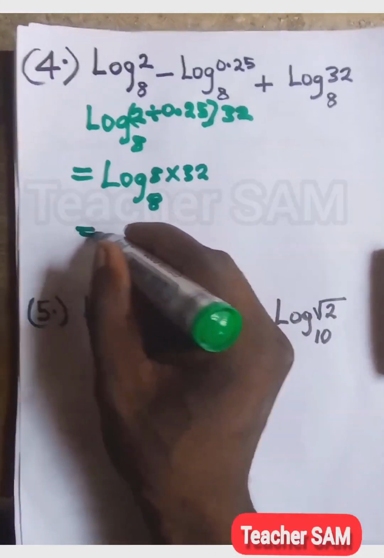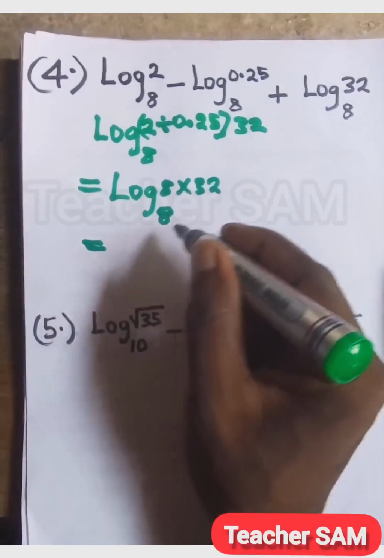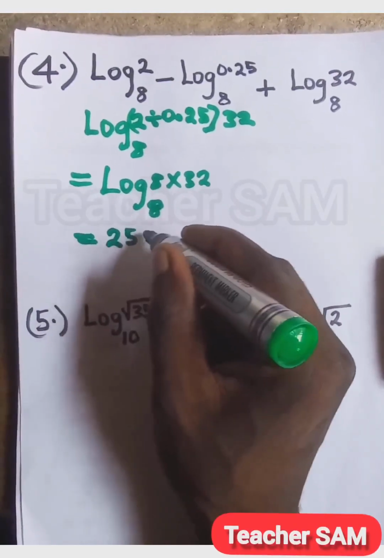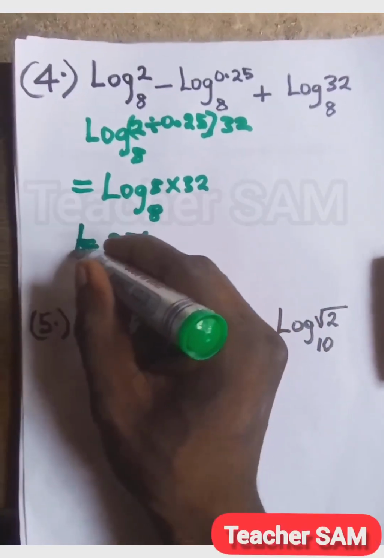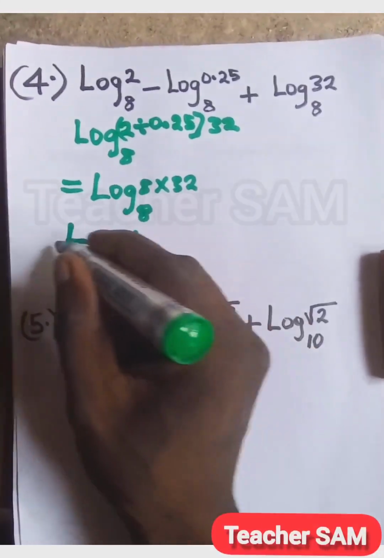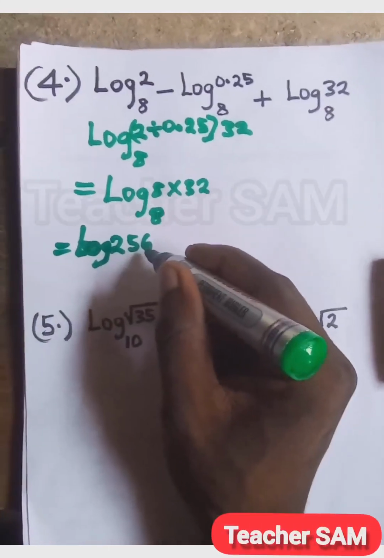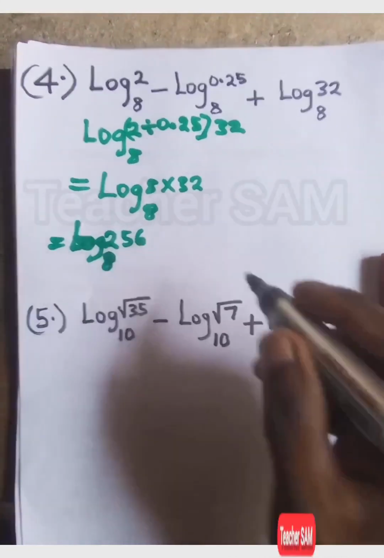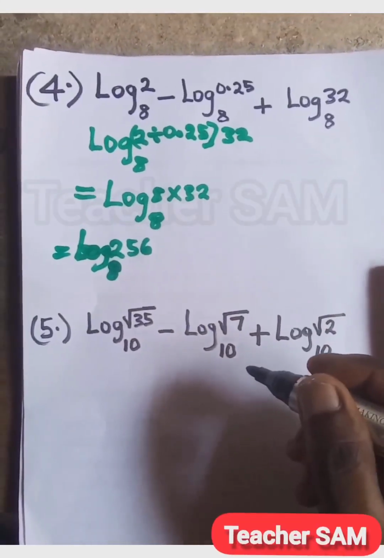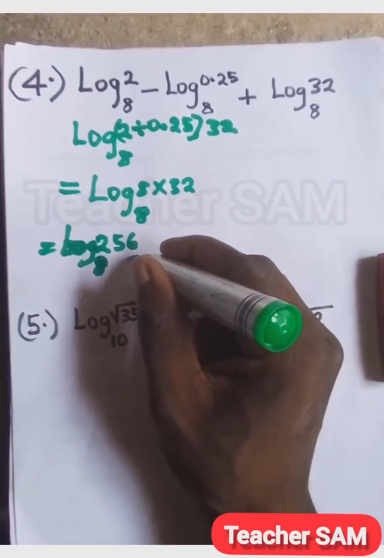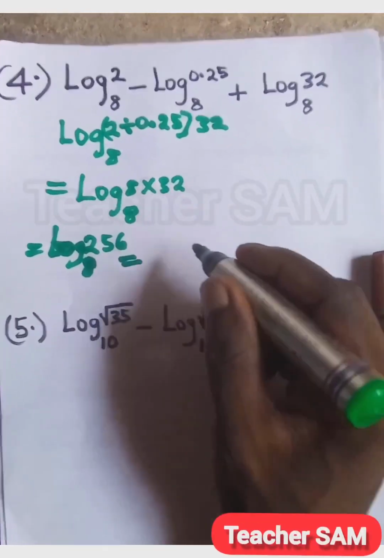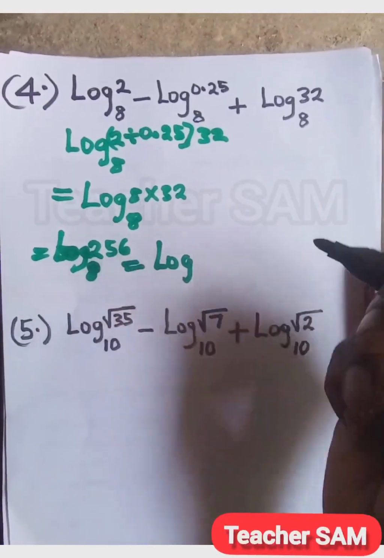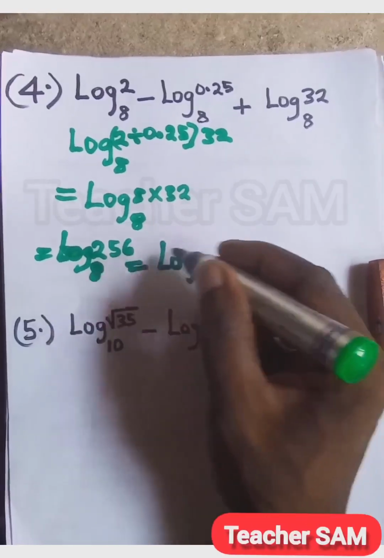Now 8 times 32 to base 8. 8 times 32 is 256. That is to say, log 256 to base 8. Now we know that we can reduce this to powers of 2, so that will become log 256 to base 8.